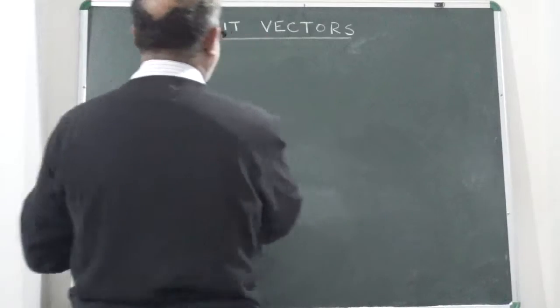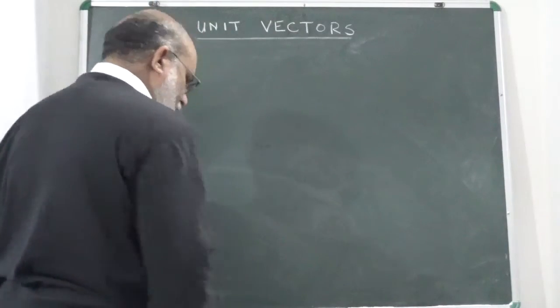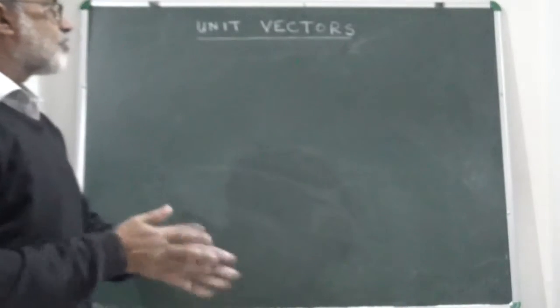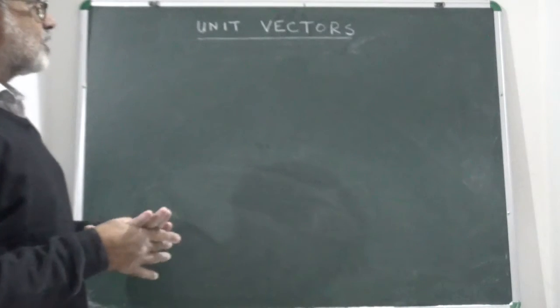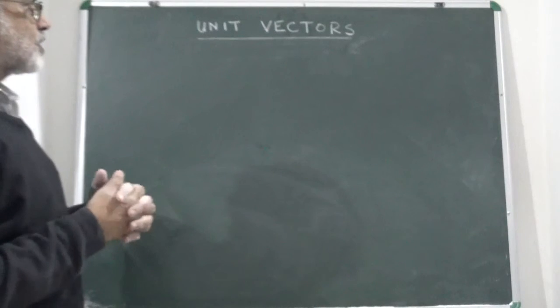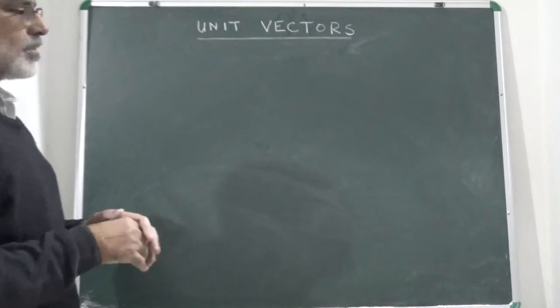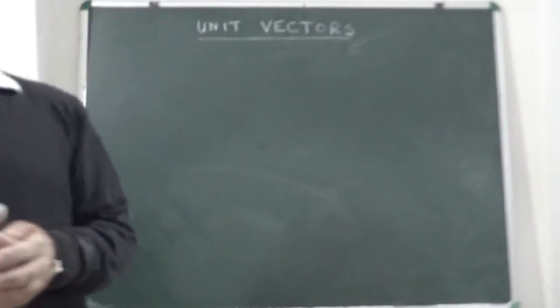So all these are about unit vectors and how to add and multiply using unit vectors, take the cross product and dot product. In the next class we will do some problems on the vectors, and that will finish our vector chapter. Okay, thank you.